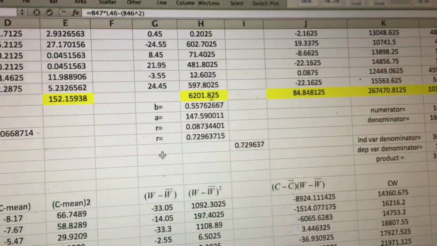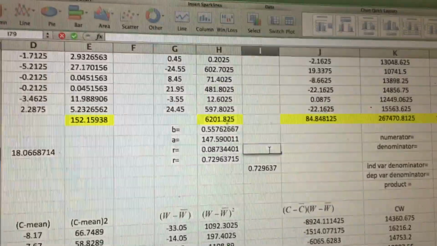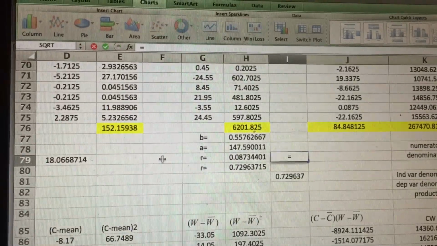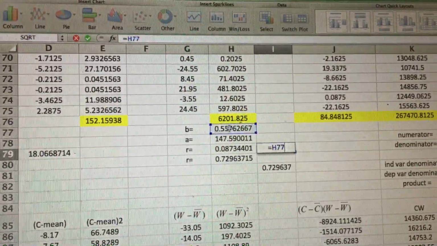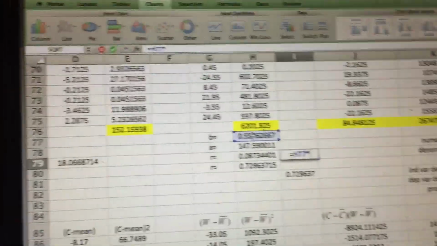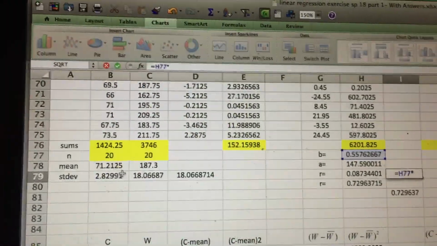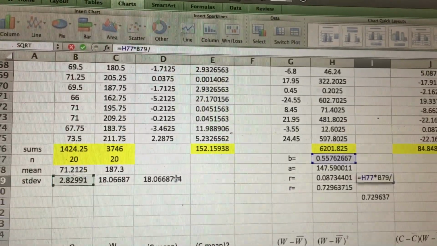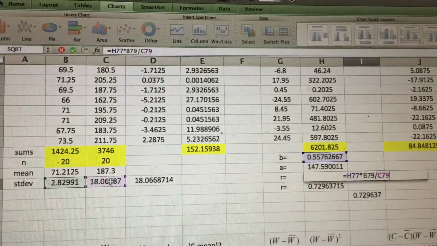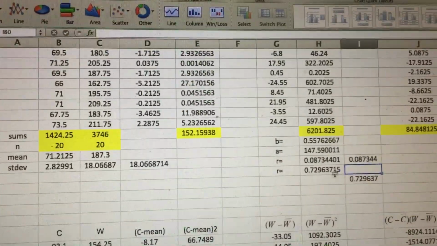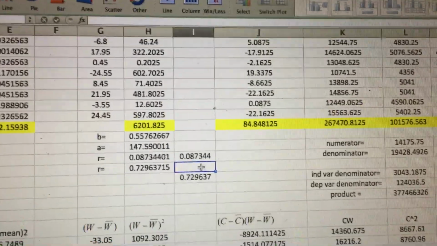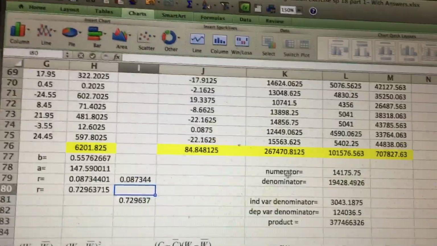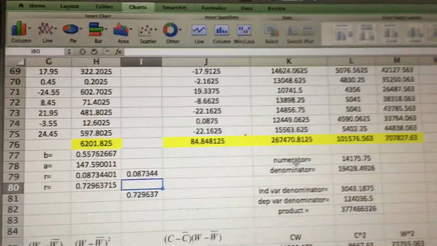Let me make sure I've got the formula for this one right. Okay, we've got the B, and we've got times standard deviation for x, standard deviation for this, divided by the standard deviation for that. Yep, that's really weird. I will have to be working with those, but basically the process is correct. I just don't know why the total came out wrong.